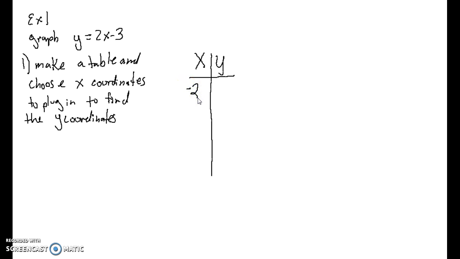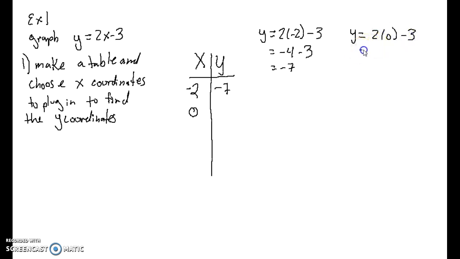So let's try negative 2. That's a good number to start off with. So y is equal to 2 times negative 2 minus 3. 2 times negative 2 is negative 4, so y is equal to negative 7. There's an ordered pair. Let's try 0. 0 is always a great number. y is equal to 2 times 0 minus 3. 2 times 0 is 0, and we get negative 3. Not bad.